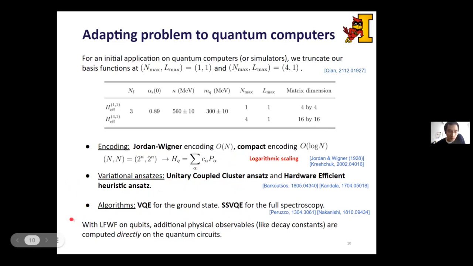And most importantly, with this approach, the lifelong wave function will be directly embedded on the qubits. So additional physical observables such as the decay constant can be computed directly on quantum circuits.